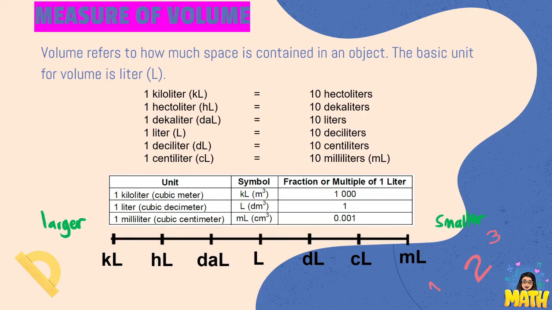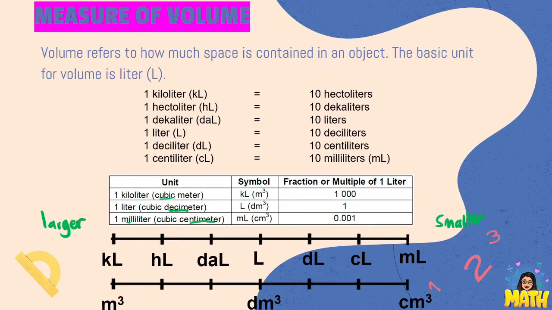Sometimes, hindi naman talaga laging gamit yung liter for the measurement of the volume. Pwede pa rin naman yung meters, no? Pero iba na yung equivalent nun. As you can see here in the table, 1 kiloliter is equal to 1 cubic meter. 1 liter is equal to 1 cubic decimeter. 1 milliliter is equal to 1 cubic centimeter. So, as you can see, instead na 1 unit away lang ito, naging 3 units away.